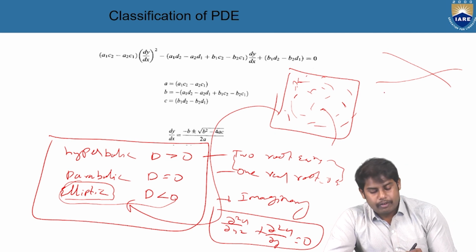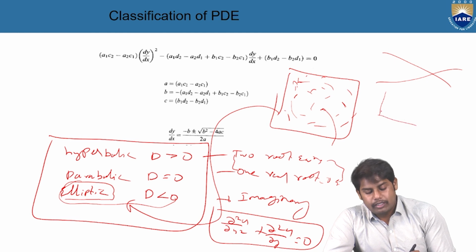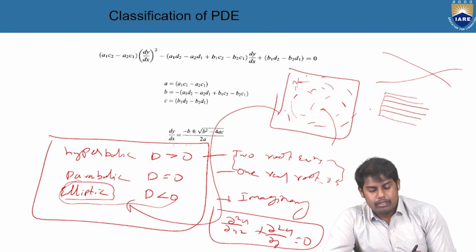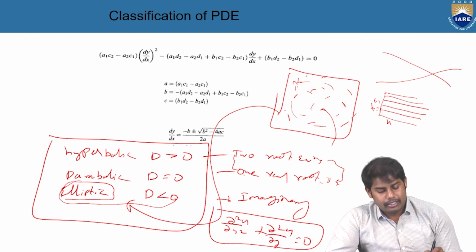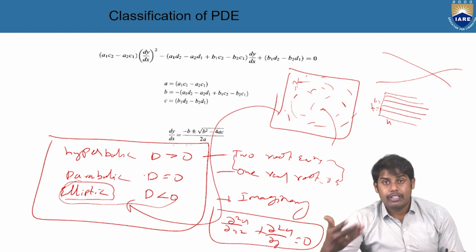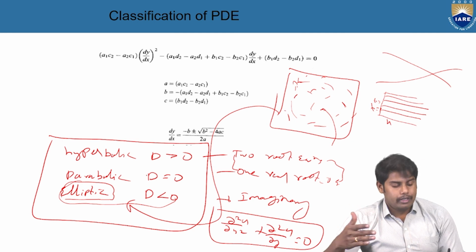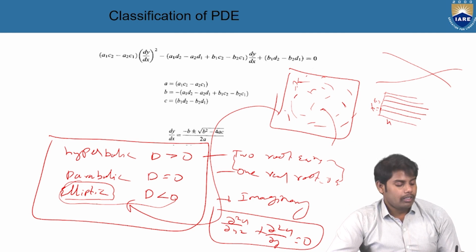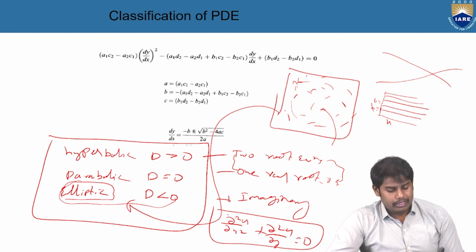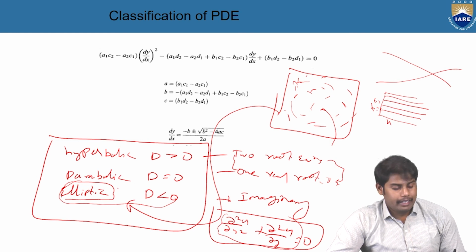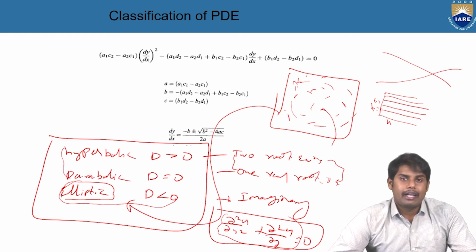And for the parabolic case, let's say the solution is marching like this with respect to different time levels. If you take this as t and x, then at time t equal to 1, 2, 3, 4, the solution is propagated like this. Basically this is an initial value problem: with the initial conditions, the solution progresses with respect to time. The elliptic equation comes under the steady case, and these two come under the transient case.